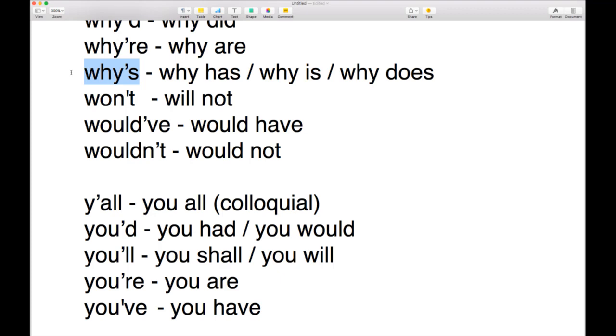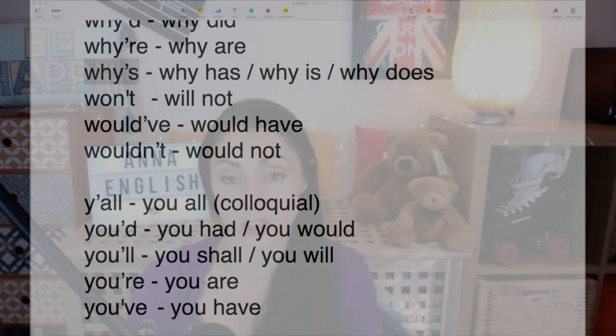And then the next one is why's. Another homophone, because this sounds very much like to be wise, which is spelled W-I-S-E, which means to be clever, to be knowledgeable, to be old and experienced and wise. But in this case, this is the contraction for why has, why is, or why does. So I might say, why is the sky blue? And instead of saying, why is the sky blue? I'd say, why's the sky blue? Because it was painted blue.